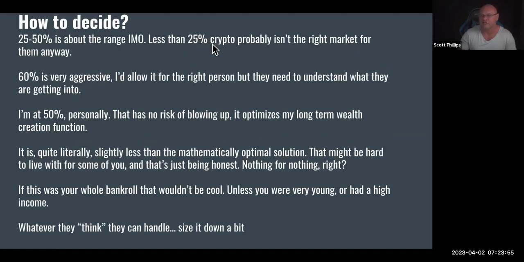If you're looking at less than 25%, crypto probably isn't the right home for you. You're probably a stock guy in your secret heart. 60% is very aggressive. I'd allow it for the right person, but you need to understand what you're getting into. I'm at 50%. That has no risk of blowing up and optimizes my long-term wealth creation function. It is quite literally slightly less than the mathematically optimal solution, with a bit of margin for error.